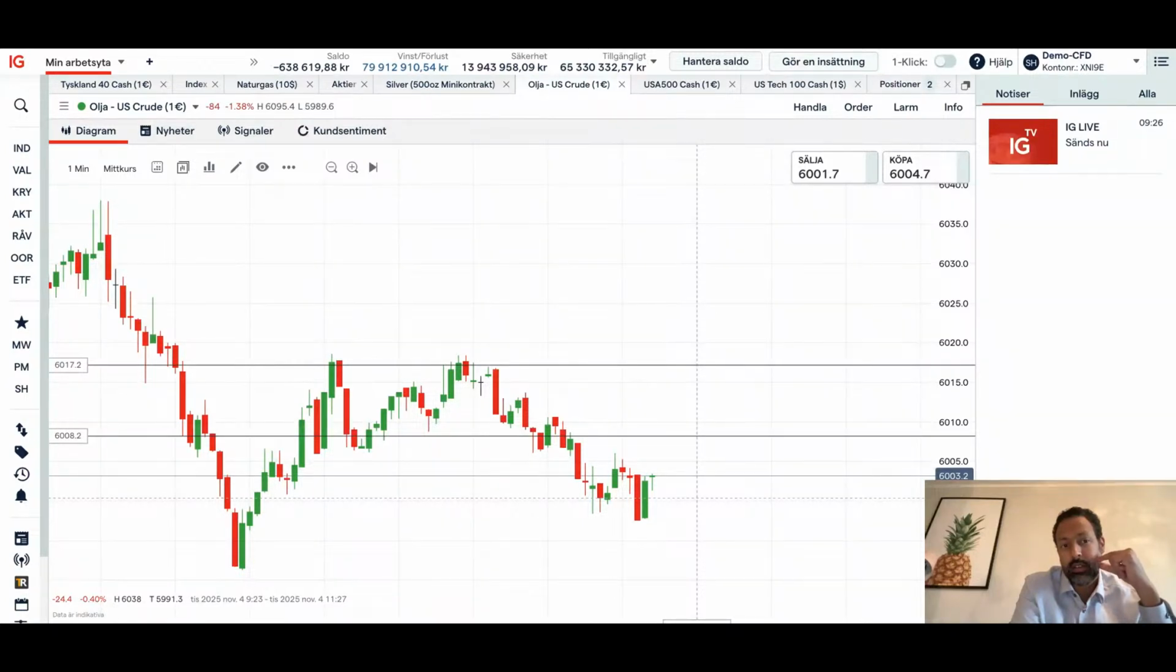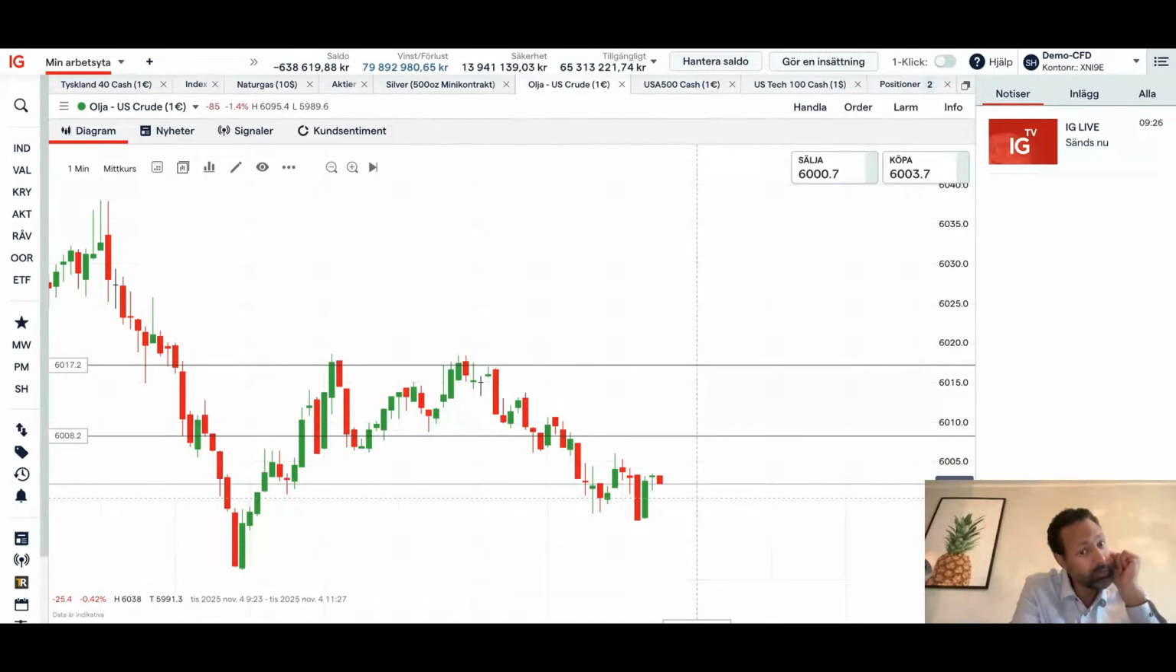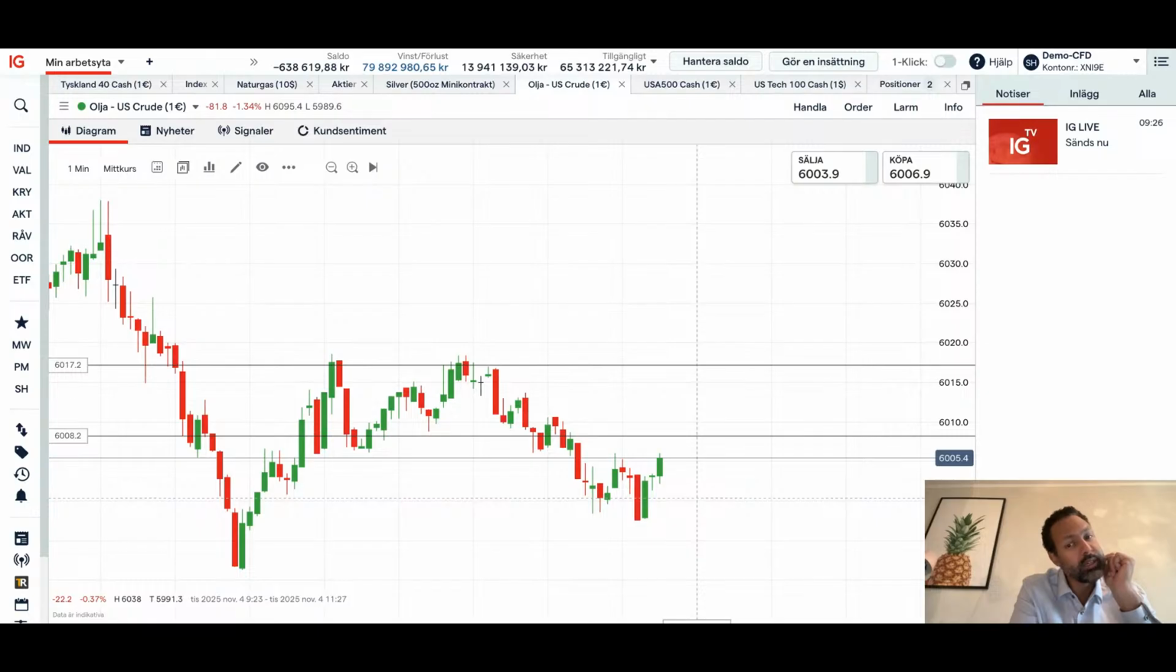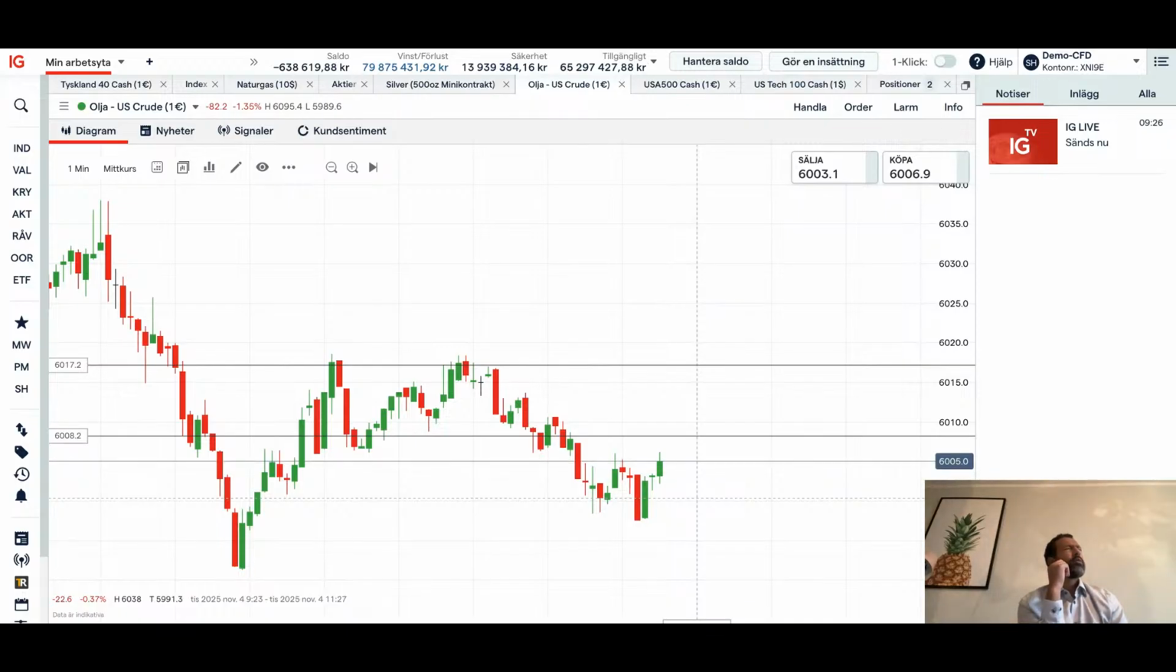Let's try the same short then from 38. Risk one. We're moving the stop forward. We got 2. Yeah, and that's it. Great. Let's try to see what's gonna happen here then. So that was free 2 times.